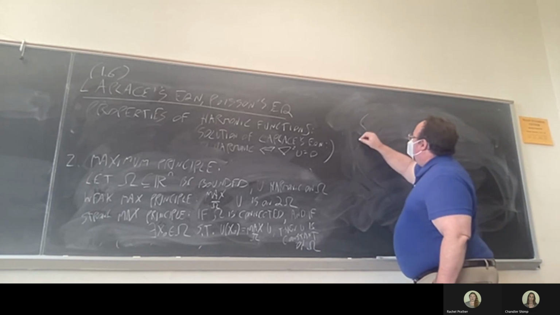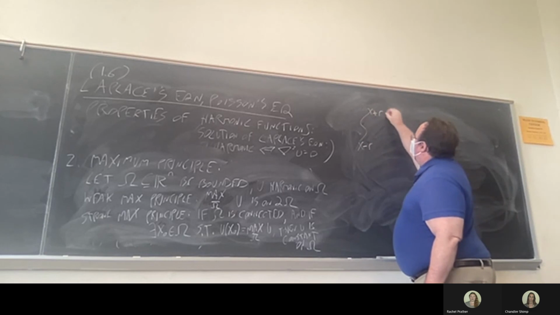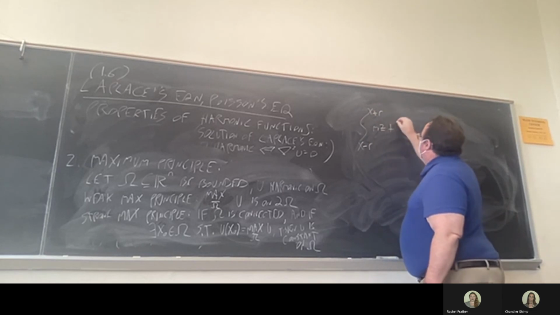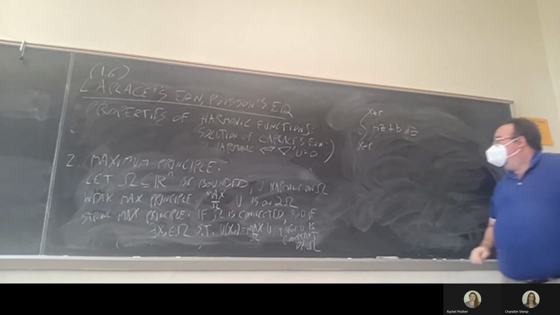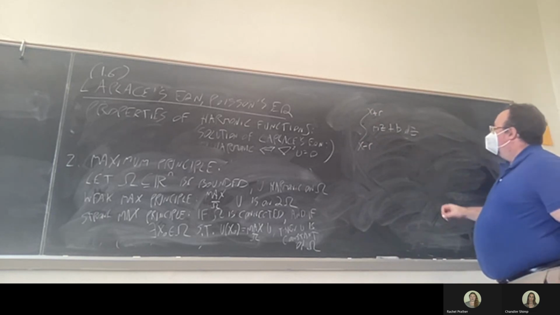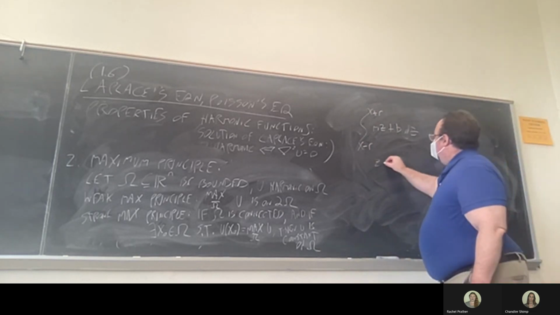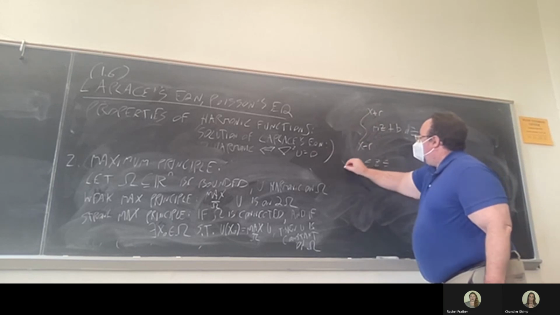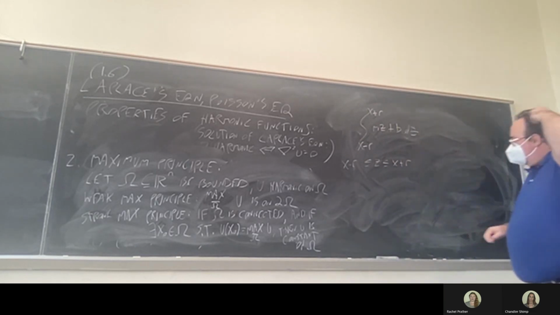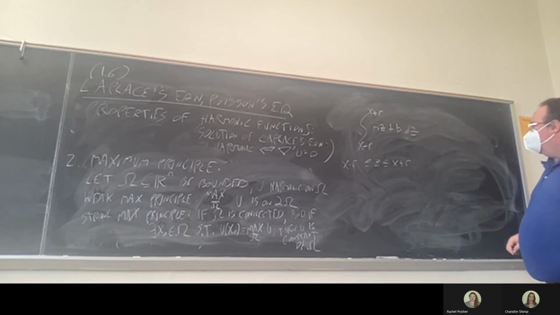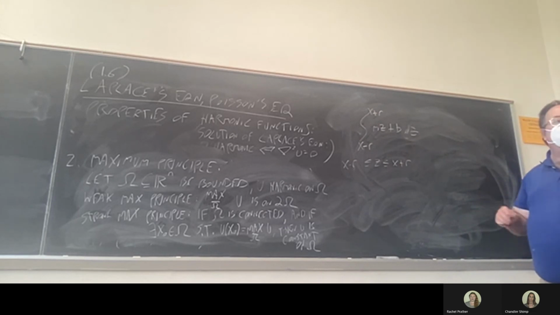All right, so I have the integral from x minus r to x plus r of mz plus b dz. Now, here we have z between x minus r and x plus r. So now what I want to do is I need to subtract x from all sides.